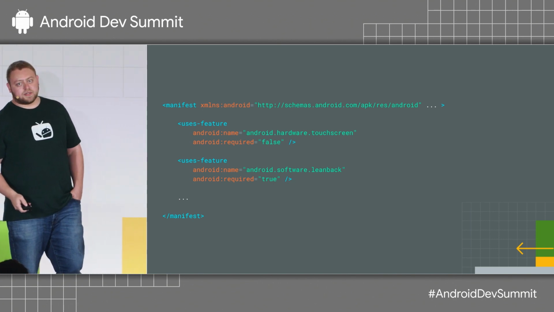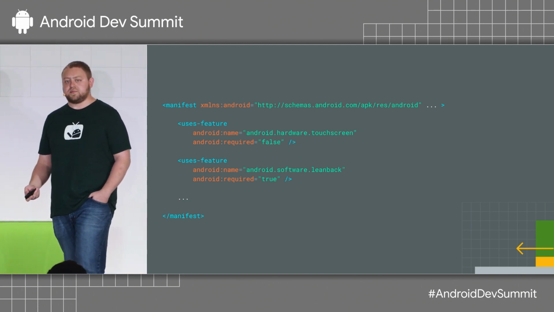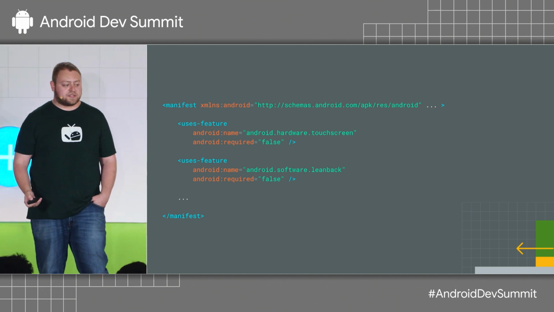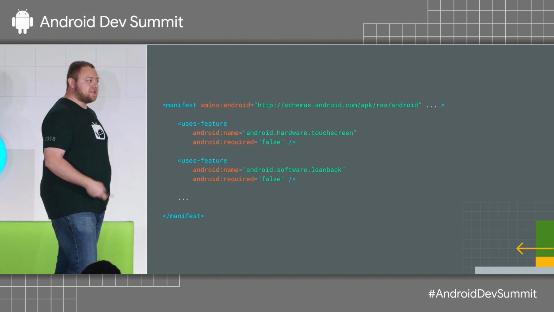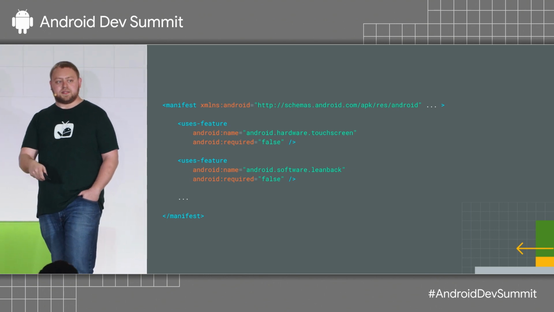But if you have all of your code in a single code base and you're making a single APK that deploys on both mobile and TV, set leanback to false. This still tells the Play Store, hey, this APK is compatible on both mobile and TV.